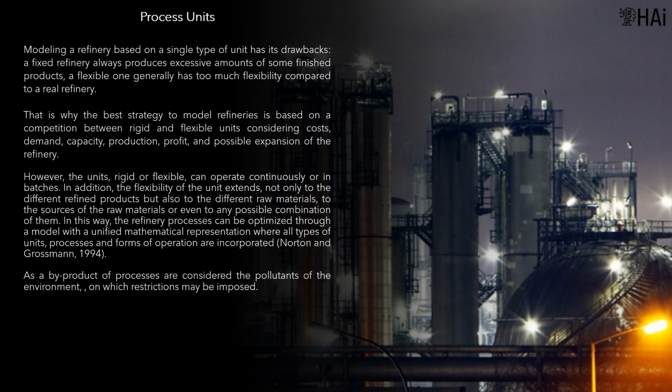However, the units, rigid or flexible, can operate continuously or in batches. In addition, the flexibility of the unit extends not only to the different refined products but also to the different raw materials, to the sources of the raw materials, or even to any possible combination of them. In this way, the refinery processes can be optimized through a model with a unified mathematical representation, where all types of units, processes, and forms of operation are incorporated. Pollutants of the environment are considered as a byproduct of processes, on which restrictions may be imposed.